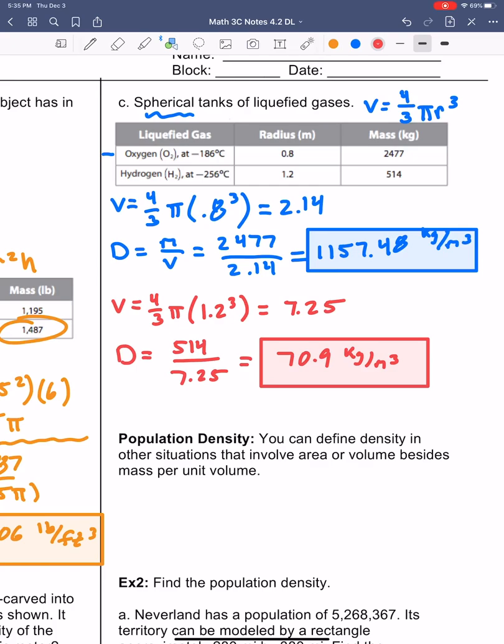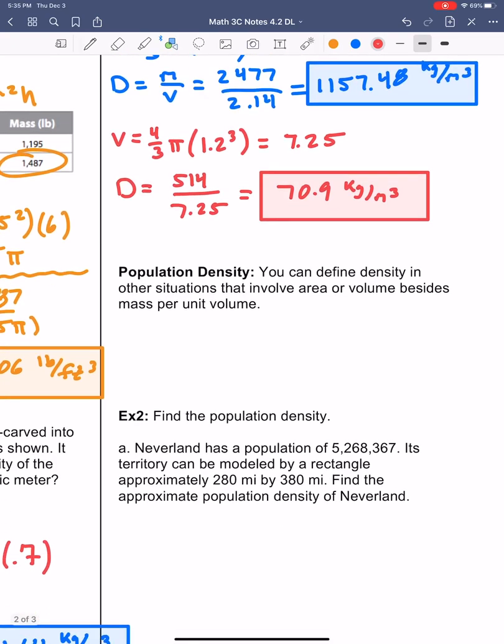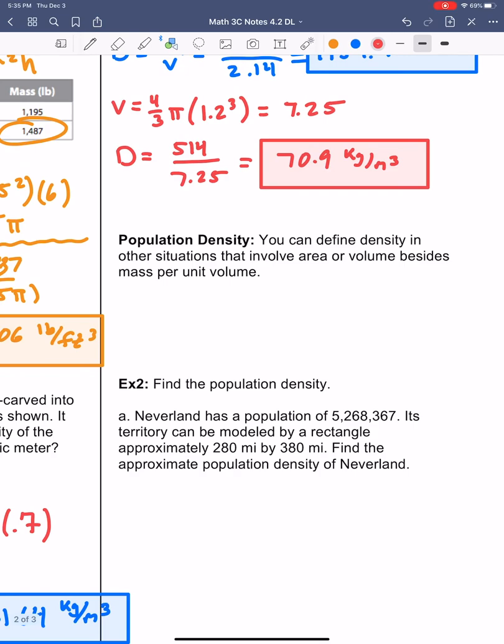All right, and we got the density for both. And now we'll move on to population density. So it says you can define density in other situations that involved area or volume besides the mass per unit. Okay, and so this would be like if I had 100 students in the quad versus 100 students in my classroom, the population density in my classroom would be a lot higher, right? A lot more crowded than out in the quad there, even though the population is the same for both.